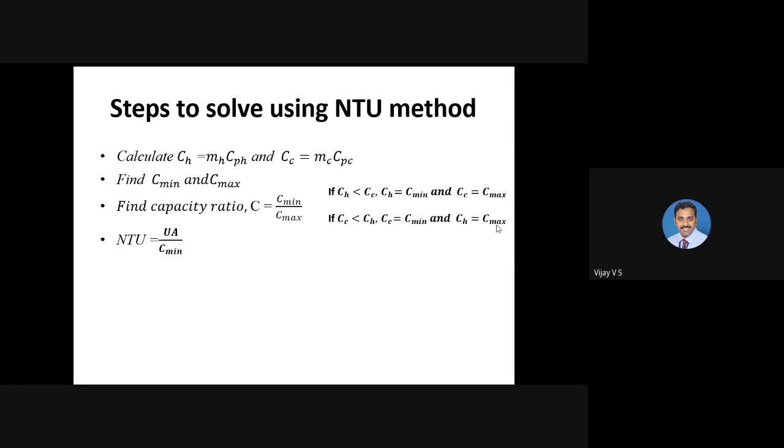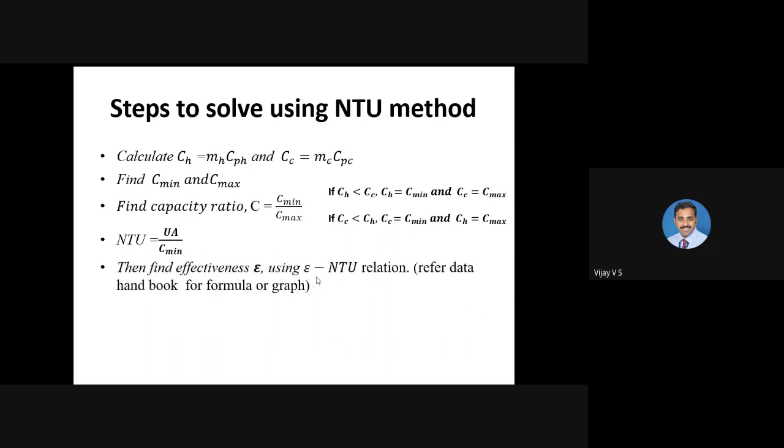So once you know the capacity ratio and NTU, you can find out the effectiveness using the effectiveness-NTU relation. Now this formula is available in the data handbook. This is what we derived in the previous class for parallel and counter flow, but that formula is already available. Instead of the formula, you can also refer to the graph, which I will tell you how to use. And finally find the exit temperatures, that is TH2 and TC2.